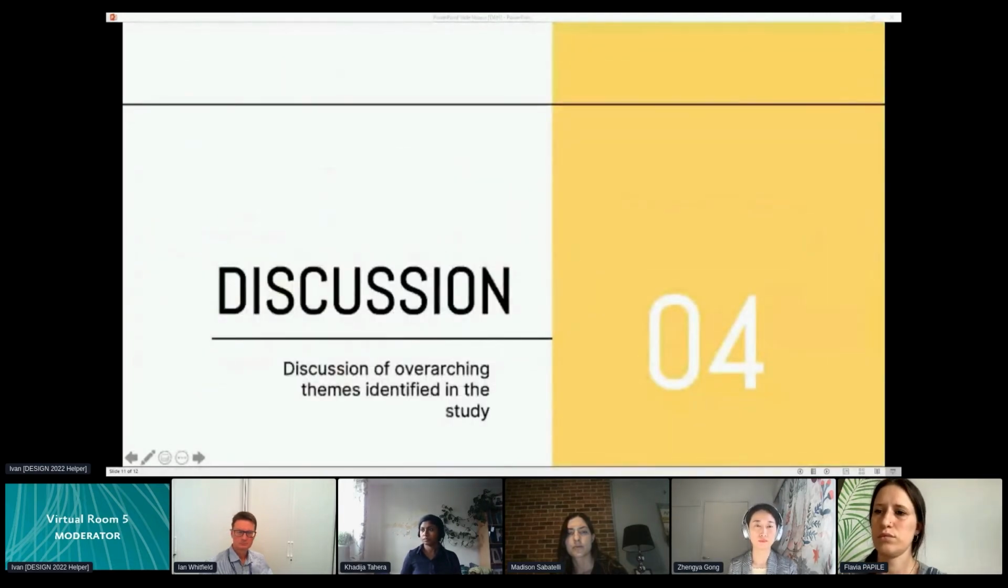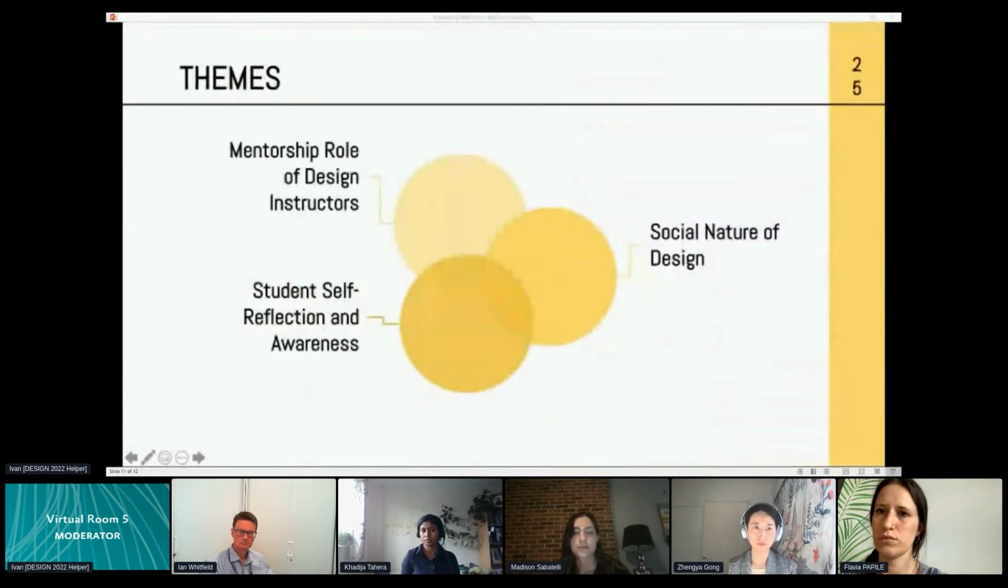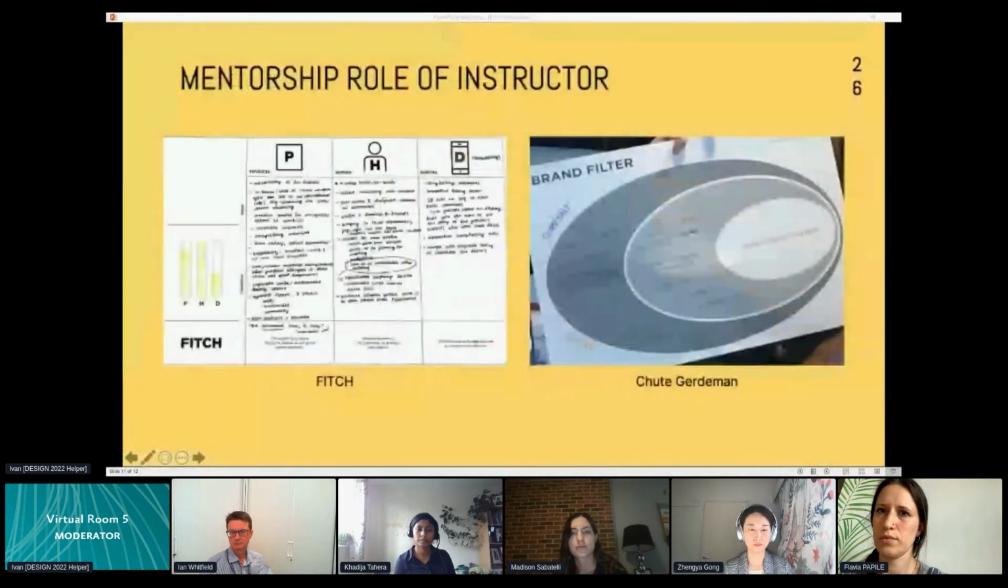These writing types inform some of the overarching themes of the study, further implicating the importance of writing in the discipline of design. Each of the courses demonstrated strong connections between writing and the mentorship role of instructors, the social nature of design, and student reflection and self-awareness. Within the educational context of the studio, instructors employed writing pedagogies to connect academic conventions with disciplinary values. With this, instructors embedded writing in their teaching practices while modeling what it means to be a designer.